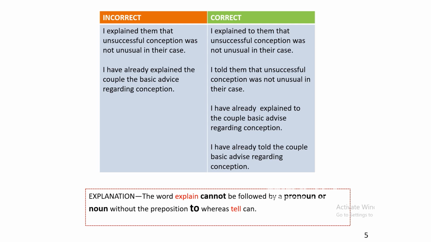But tell can, അതായത് tell എങ്കിൽ told, I told them, I told to them എന്ന് പറയണ്ട. So you can see for the word explain we need to use to as a preposition before the pronoun or noun. പക്ഷേ tell അല്ലെങ്കിൽ told ആണ് യൂസ് ചെയ്യുന്നതെങ്കിൽ ഇതിൻ്റെ ആവശ്യമില്ല. Hope this is clear.